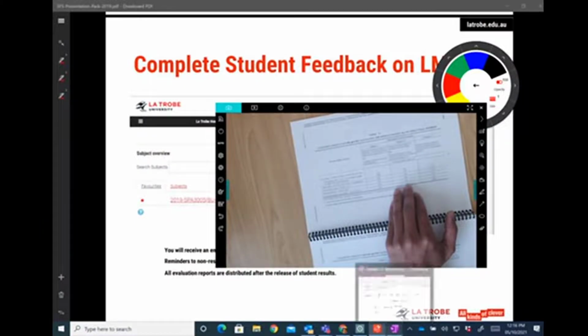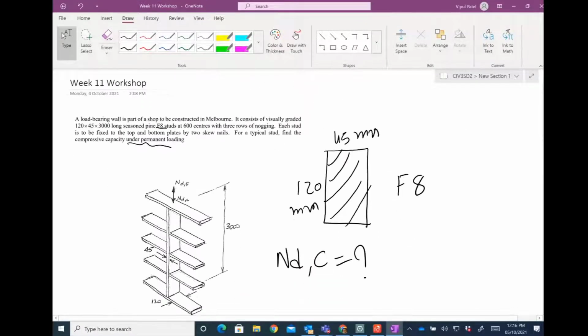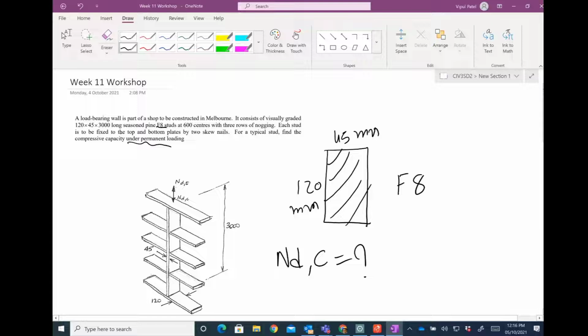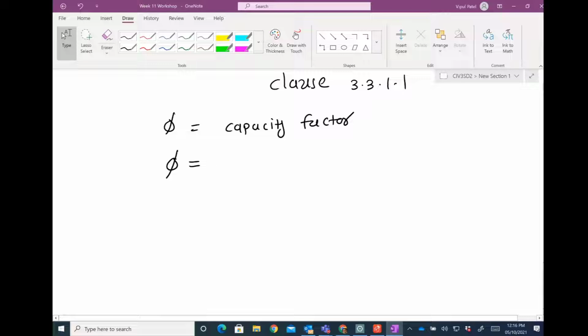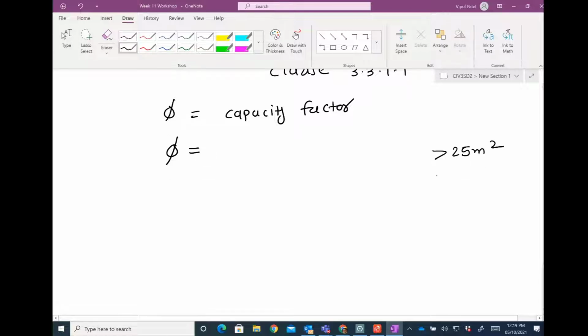Now in our examples, I think generally all the columns are primary members. Do they mention anything about primary or secondary members? A load bearing wall is constructed, it consists of visually graded seasoned timber, center to center, each stud is to be fixed at the top and bottom. Find the compression. No, they did not mention anything, but most of the time the columns are primary members, because you can think that when the column fails, the beam will also fail. If the beam fails, your affected area would be larger than 25 square meters. It would be a primary member, because in this case particularly we have a load bearing wall. So therefore we classify it as a primary member.